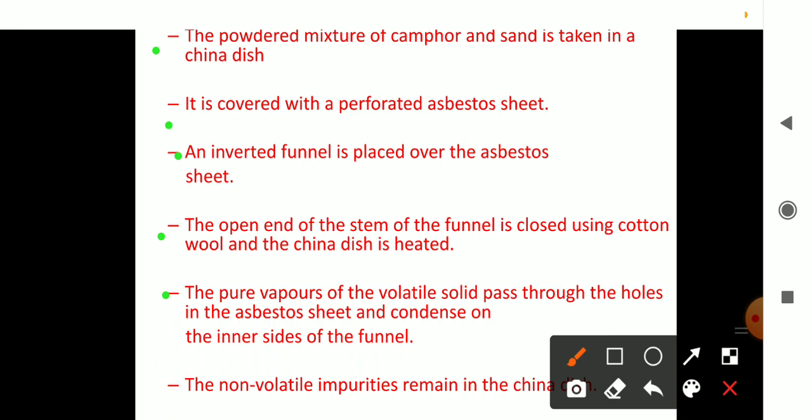When we cool the reaction mixture, what is taking place? Condensation. The vapors are again converted back to their original state, that is their solid state. Then finally, the non-volatile impurities remain in the china dish itself. So this is the processing which is given in your textbook. Okay, dear students, I have completed the process of sublimation in this video. If you have any doubt, you can approach me anytime.